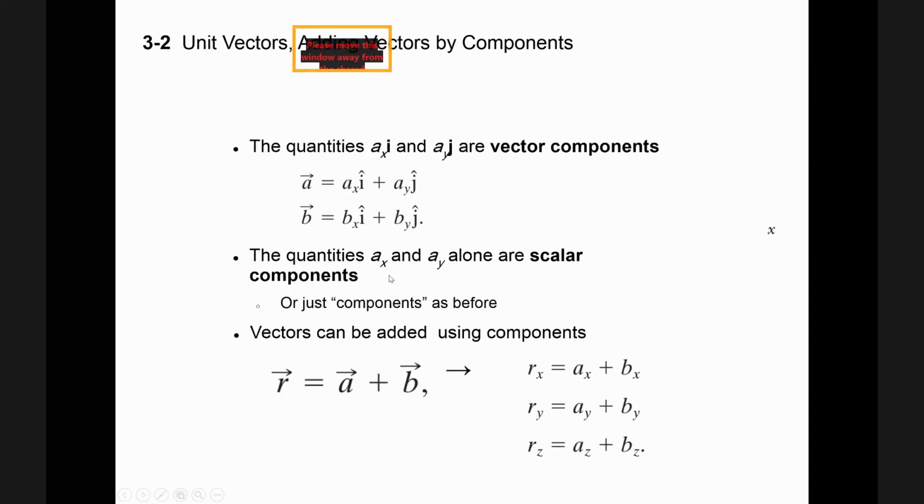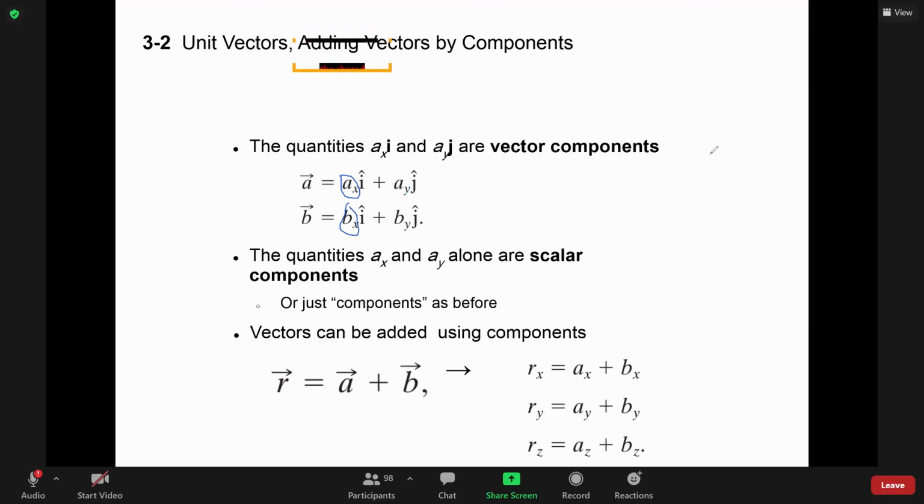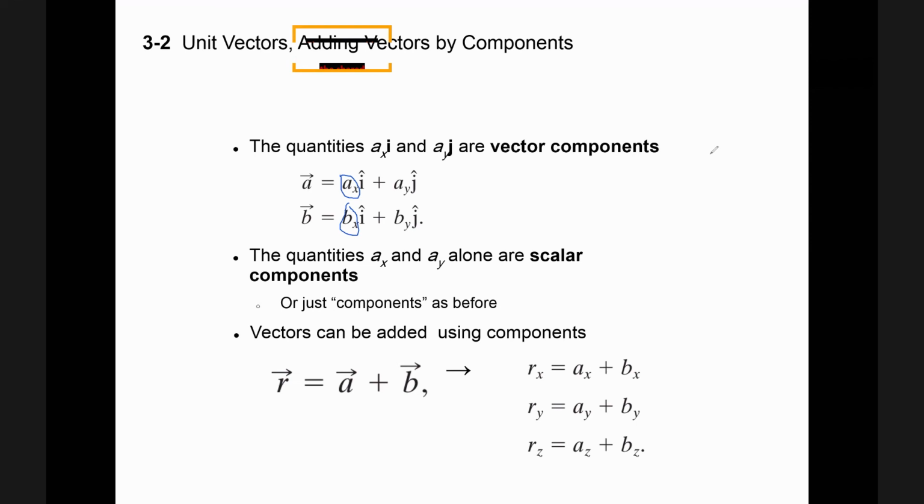Let's take some examples. The quantities Ax i hat and Ay j hat are vector components. Yeah, by the way, focus with me, this is important. What did we say about these, between these circles, and this one? Write what I said about them. The components. Are they scalar or vector? Write on the chat. Are they scalar or vector? Scalar. Excellent. Scalar quantity. Numbers. Right. Good. Now, listen to this.